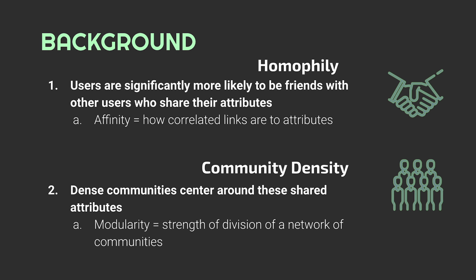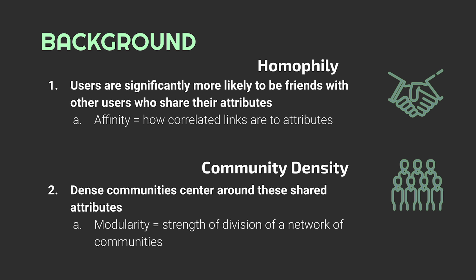Before we talk about predicting user information, we will explore the motivating observations that researchers made about the data. First, users are significantly more likely to be friends with other users who share their attributes, which is the idea of homophily. This study showed this using a measure called affinity, which is the ratio of the fraction of links between attribute-sharing users relative to what would be expected if the attributes were assigned randomly.